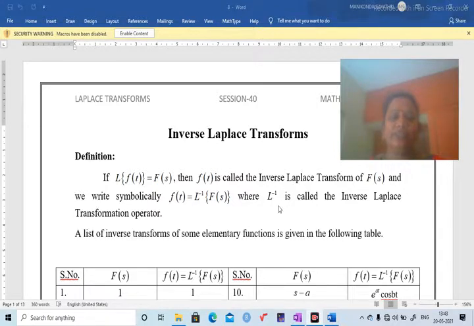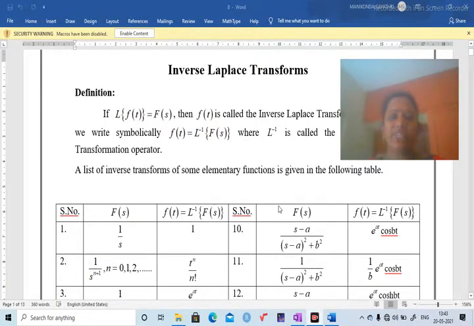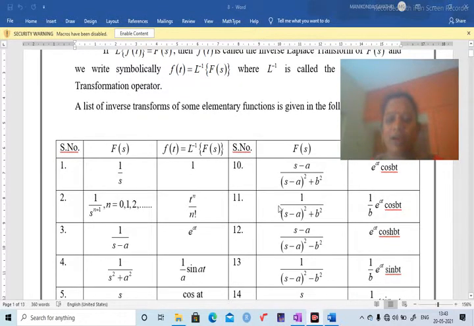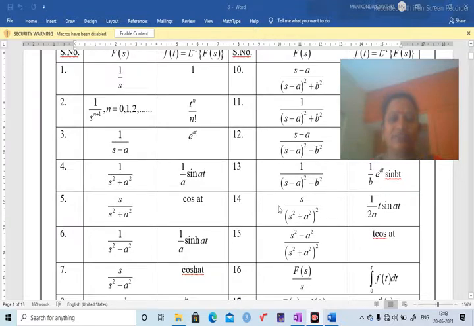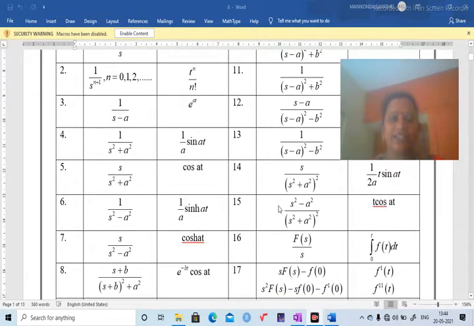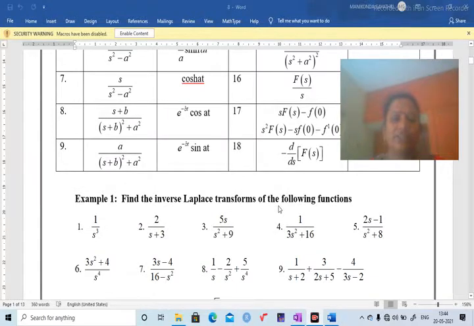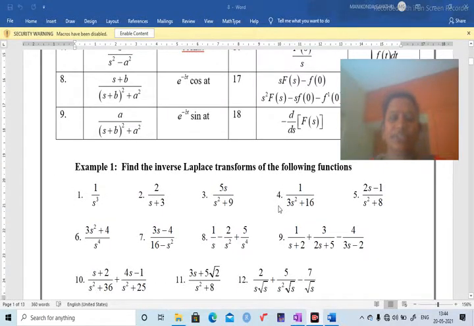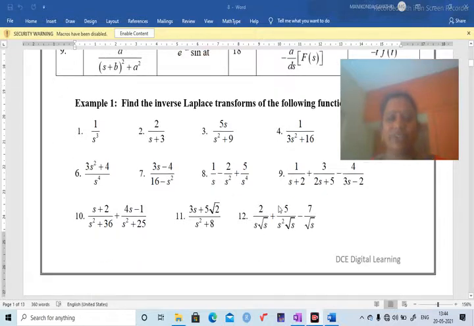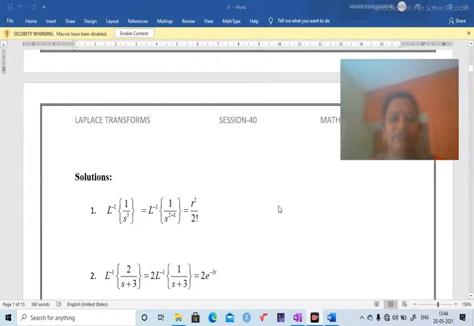Here is the list of inverse Laplace transforms of some elementary functions. Observe and learn, then it is easy to find the inverse Laplace transform of given functions. So this is the first question. Here I am going to find the inverse Laplace transform of given functions. Observe the first question.